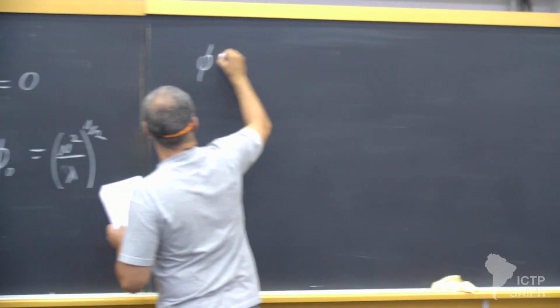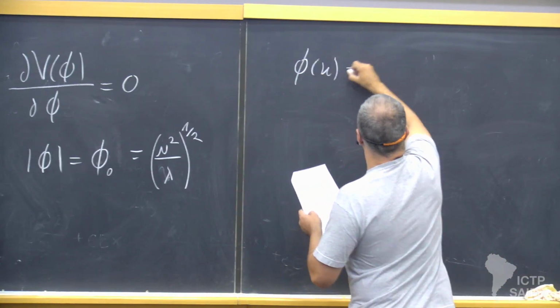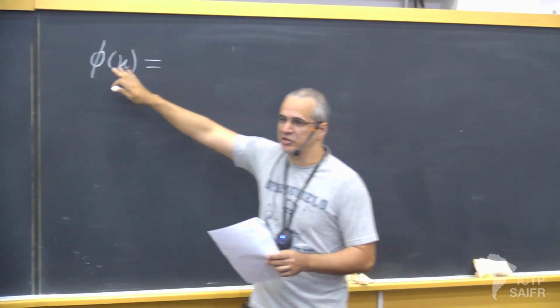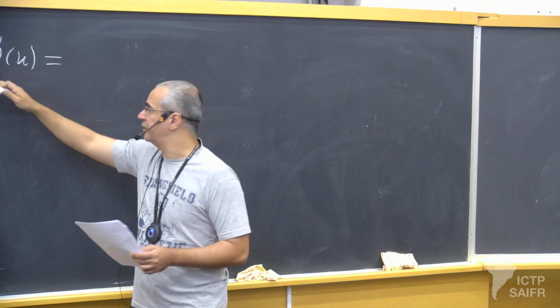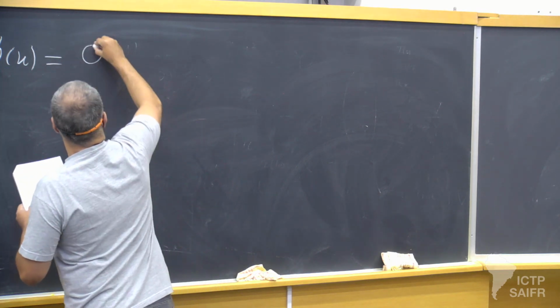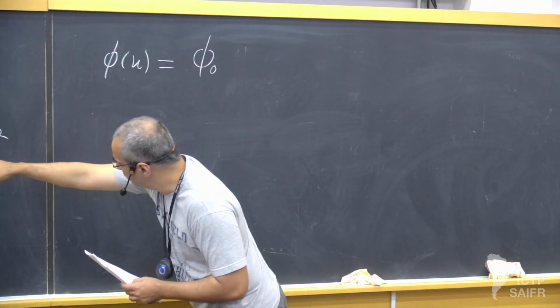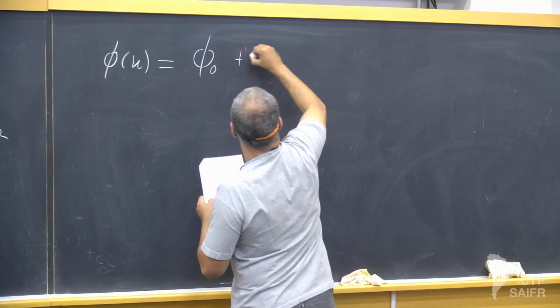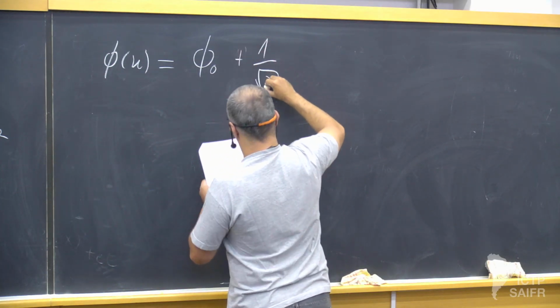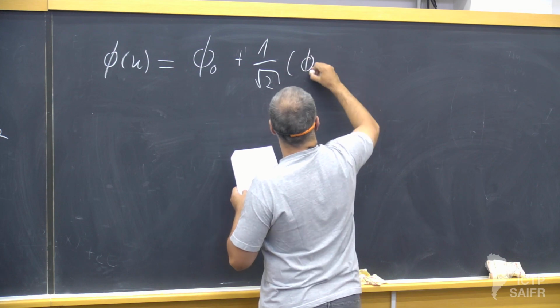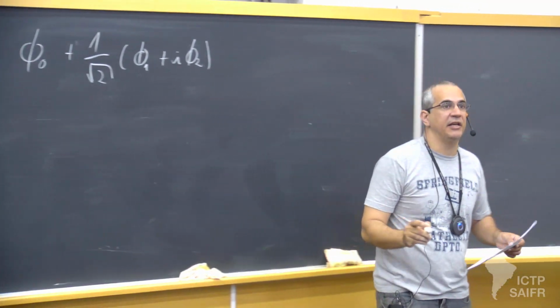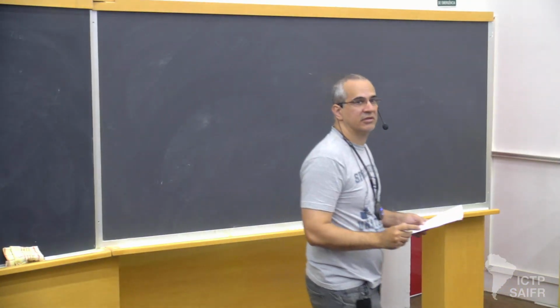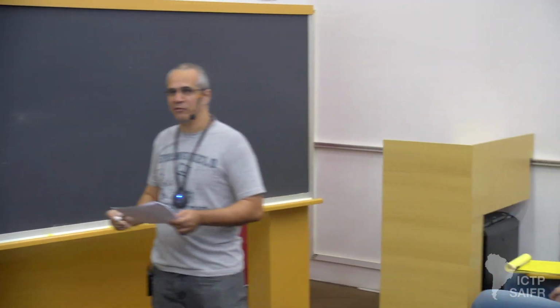phi of x, and define new ones, two new ones in fact, because this is a complex field. It has 2 degrees of freedom. In this way. This is that number, plus this, 1 over square root of 2, (phi 1 plus i phi 2). There is a choice implied here. Can anyone see what the choice was? Anyone wants to risk?